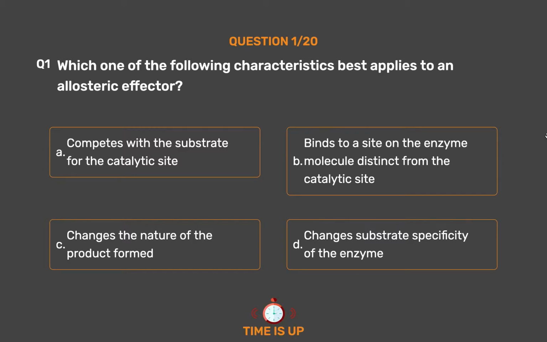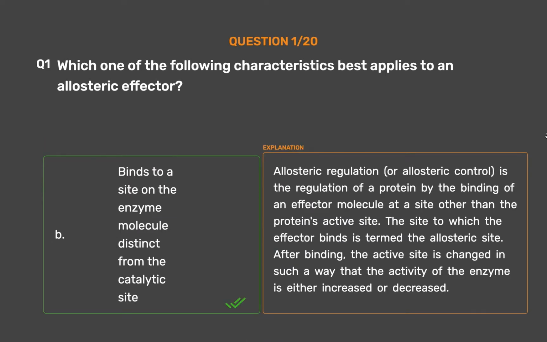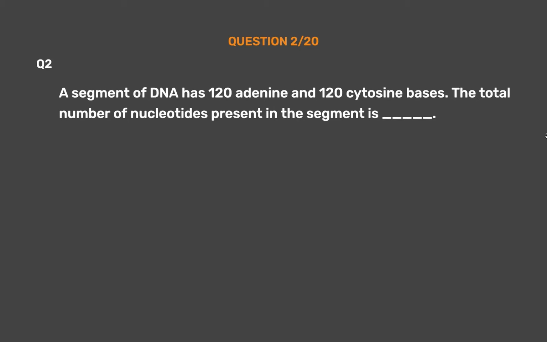The correct answer is Option B. Binds to a site on the enzyme molecule distinct from the catalytic site. Allosteric regulation, or allosteric control, is the regulation of a protein by the binding of an effector molecule at a site other than the protein's active site. The site to which the effector binds is termed the allosteric site. After binding, the active site is changed in such a way that the activity of the enzyme is either increased or decreased.